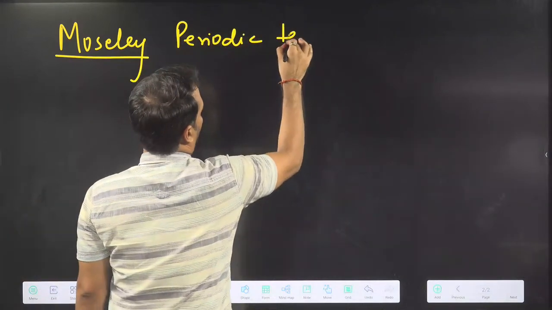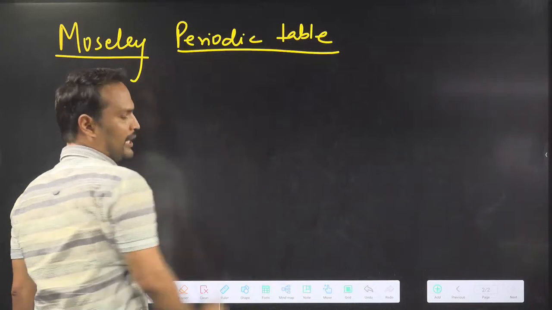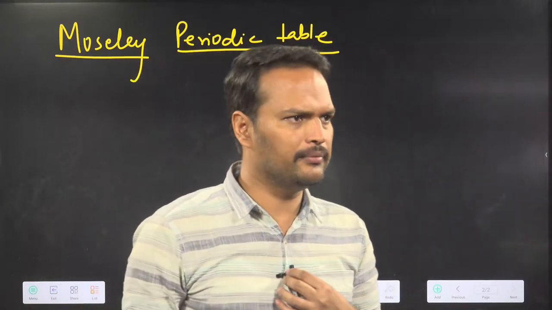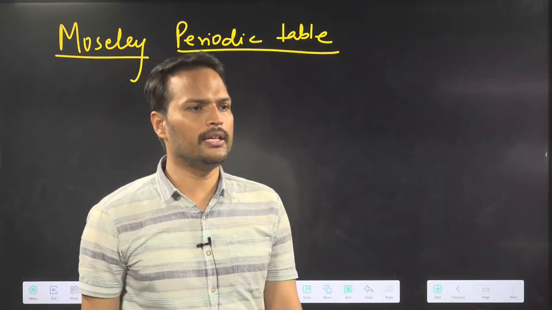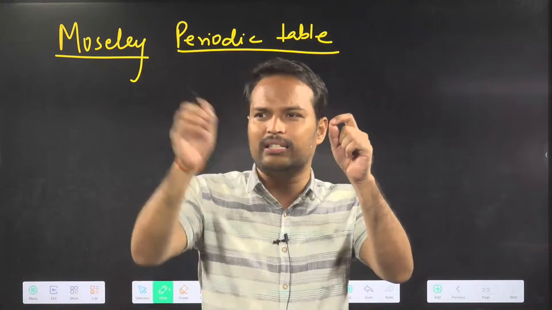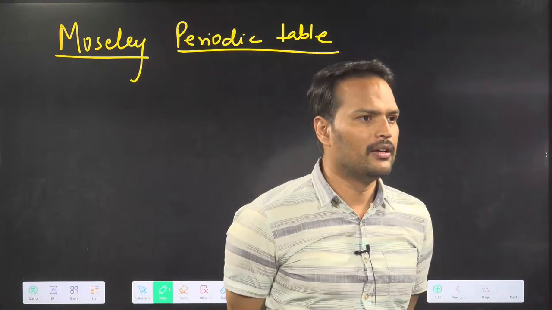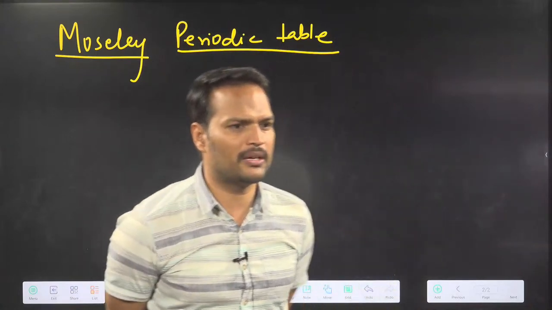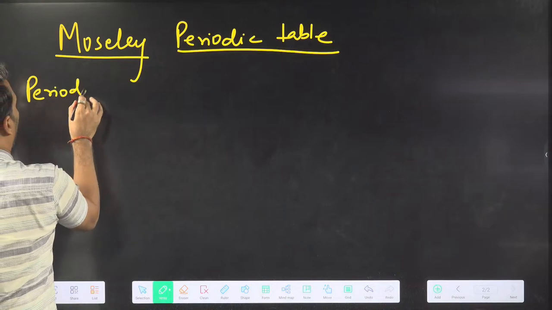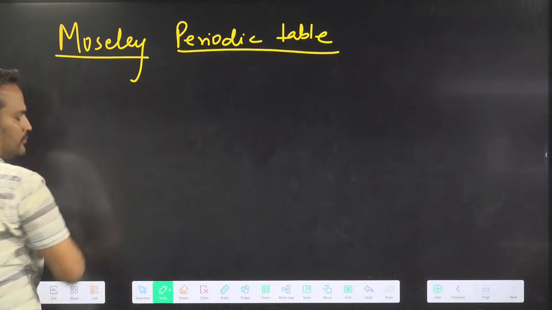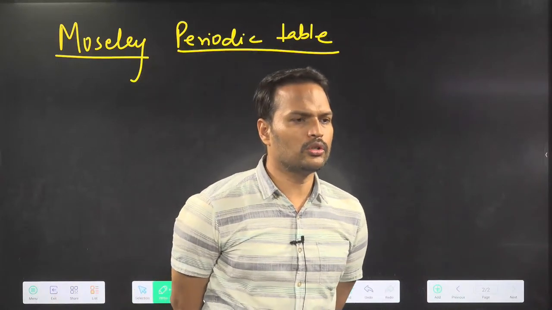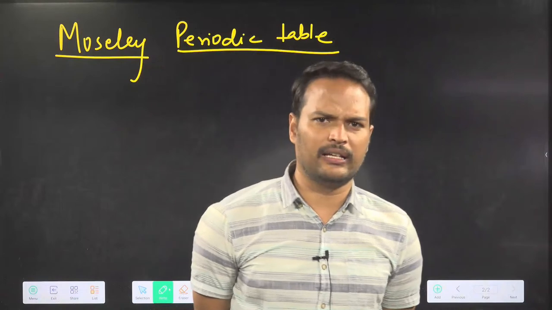Moseley periodic table, or we call it the long form of the periodic table. Moseley was one of the scientists there. Other scientists were also helping. Clear? So do you remember something about the Moseley periodic table? That graph they will ask you, which one is a straight line, which one is not a straight line. Do you remember something? Can you write the periodic law? Yes or no? Okay, so two things, one question is asked here every time.